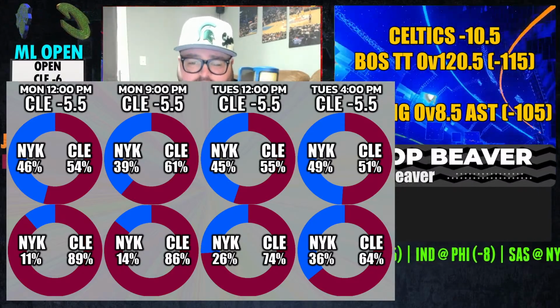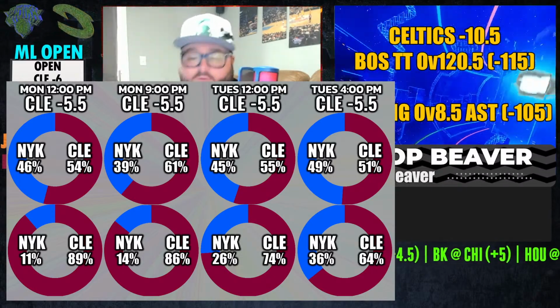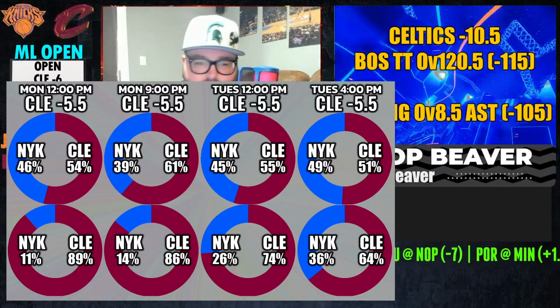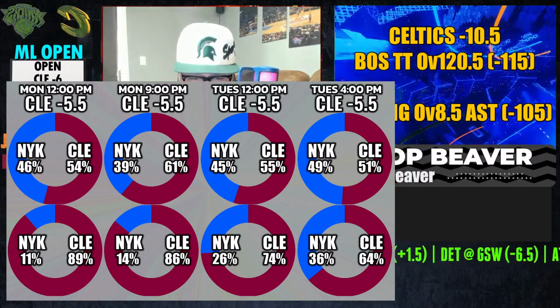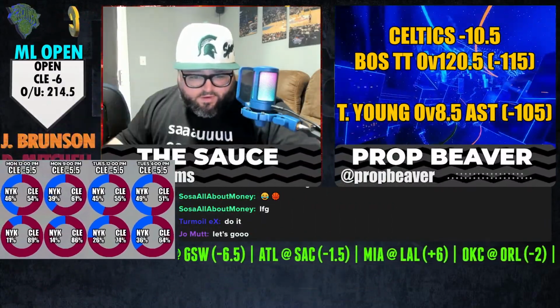Anyway, here are the pie charts for this one. Public's pretty split even. Sharp action seems to be on Cleveland, but it was on Cleveland early, and actually looks like the money's coming in on the Knicks a little bit here, as you can see it creeping from the left to the right.